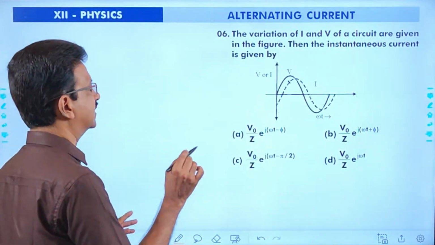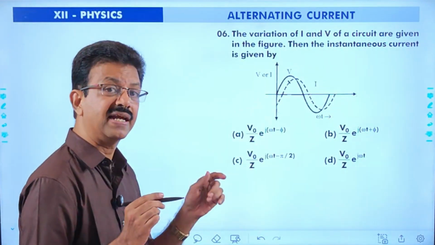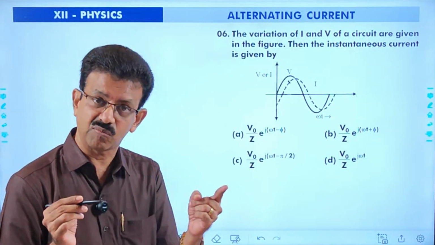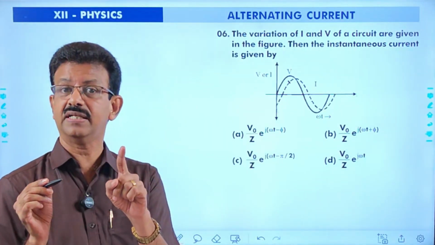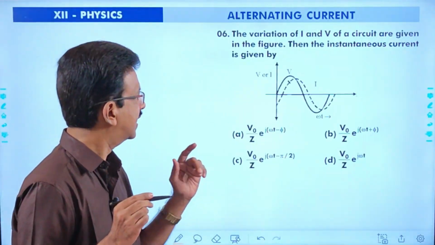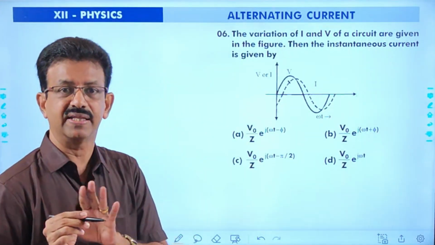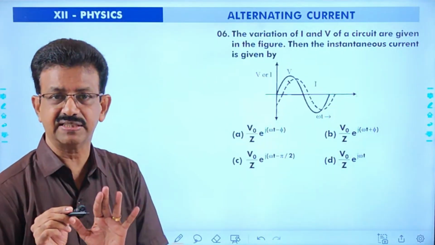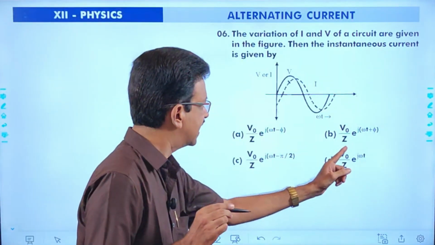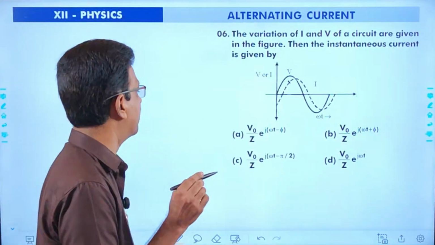Therefore, the correct choice is L and R, meaning the phase difference is phi. If an inductor is present in an AC circuit, the current will have a tendency to lag behind the voltage. If a capacitor is present in an AC circuit, the current will have a tendency to lead ahead of the voltage. Here, from the graph, we understood that the circuit has L and R only. That is, the inductor is there, therefore the current lags behind the voltage.